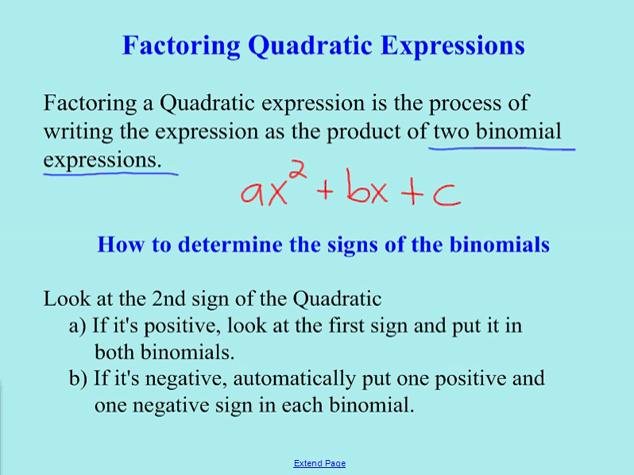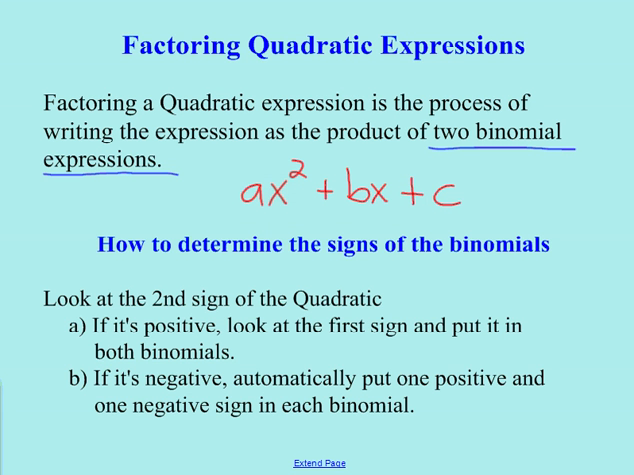So how do you do this? The first thing you have to do is to determine the signs of the two binomials. There are some set rules for doing this, but there are also a lot of different ways to be taught how to factor quadratics. This is the method that we're going to learn in this class. So first what you do is you look at the second sign of the quadratic. Now the second sign of the quadratic is right here. So if you read the quadratic from left to right, we have our second sign.